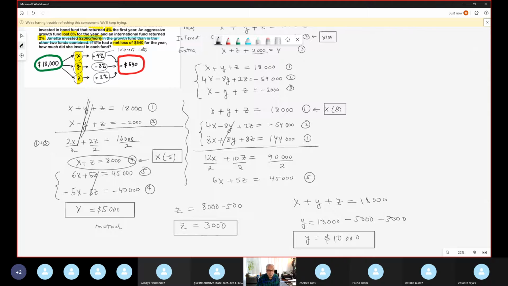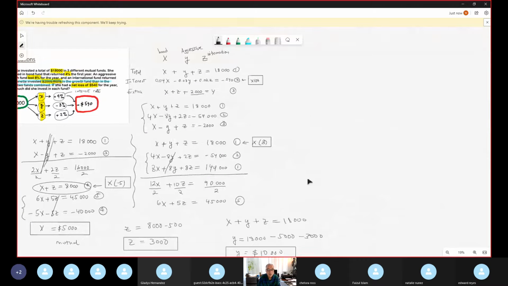Okay. However, I want to check it. Yes, of course, I want to check it. It's obvious that the total money, I don't need to check it in equation 1 because it matches perfectly. Because 5,000 plus 3,000 plus 10,000 is obviously 18,000. But let me check just in case in the equation of the interest. What happened with the money? This is not mandatory. This is to make sure. 0.04 multiplied by 5,000.